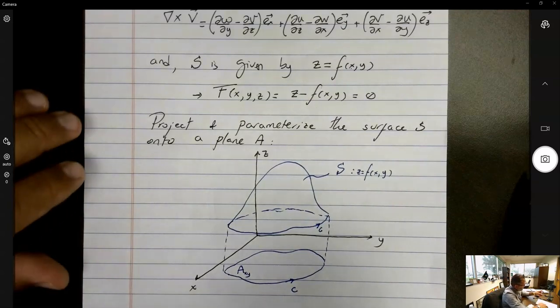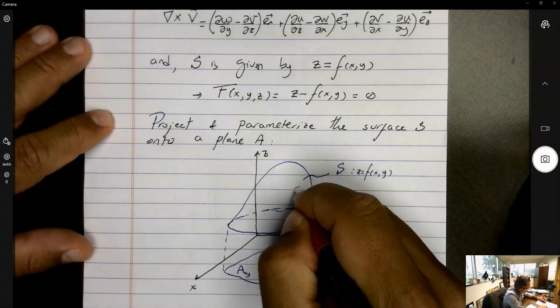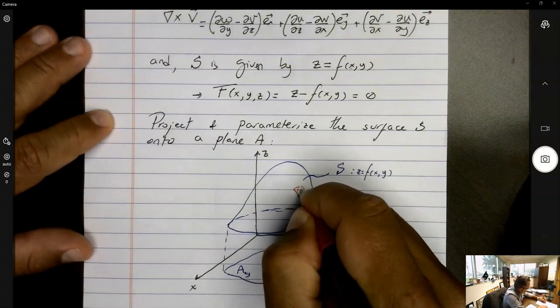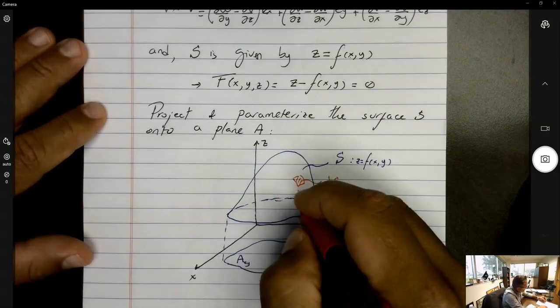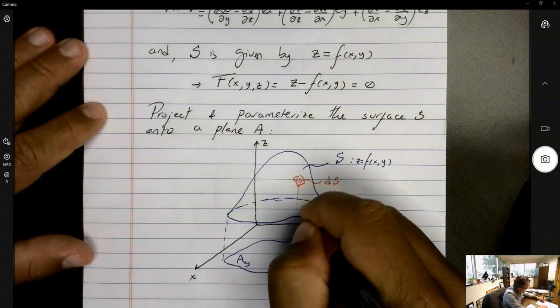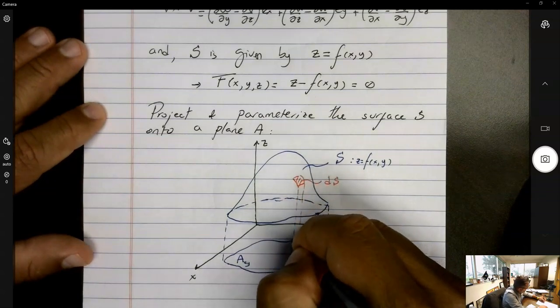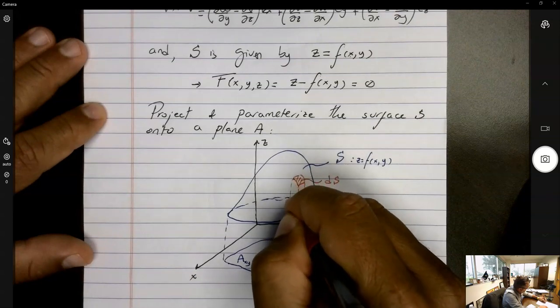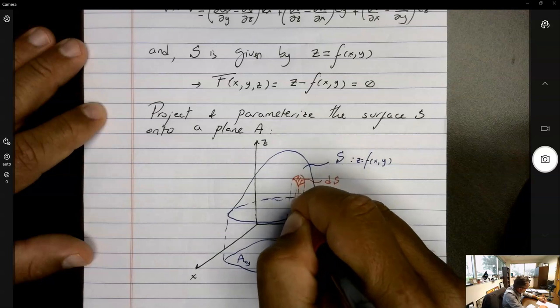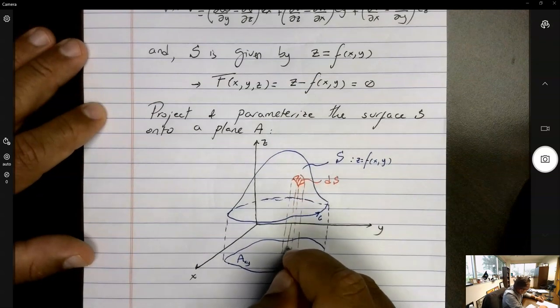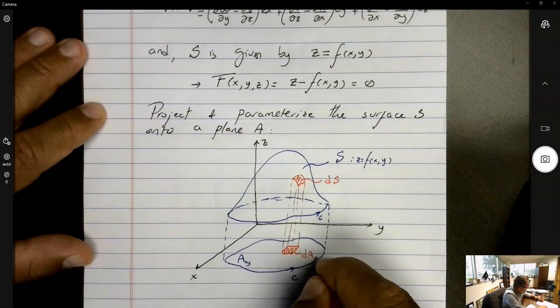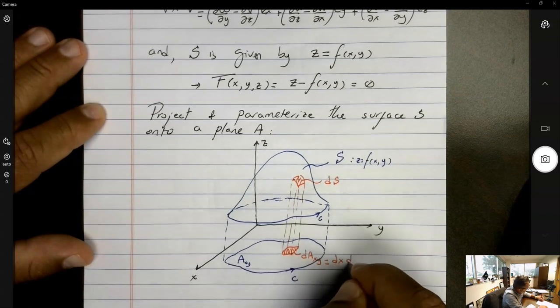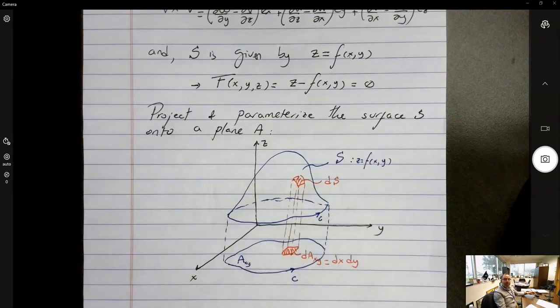And let's draw a little differential surface here, because remember, we're trying to perform an integration over the surface and then project it down. And then this would look like this. A differential of area in xy, which is simply dx dy, or dy dx for that matter. It really doesn't make a difference.